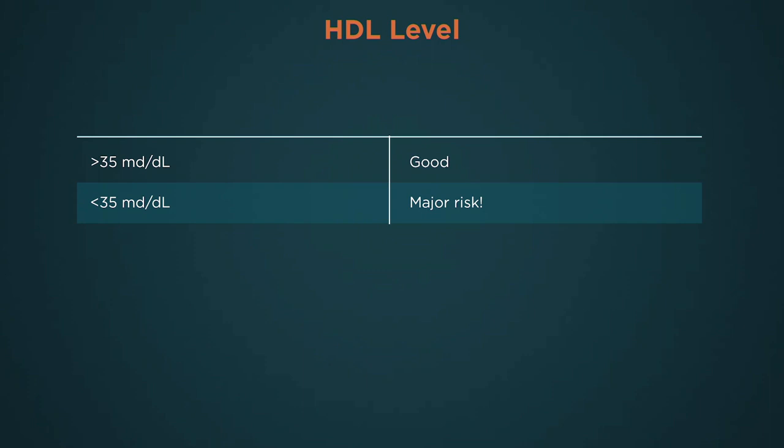High-density lipoprotein, or HDL, the good cholesterol, should be greater than 35 milligrams per deciliter of blood. Levels under 35 increase the risk for heart attack or stroke. Genetics play a role in high cholesterol values as well.